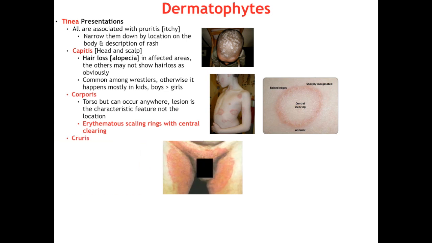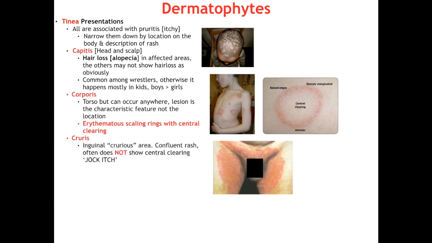Next up is tinea cruris, which I used to think was named for the cruris area, aka the inguinal area, colloquially termed jock itch. Now you can distinguish this from corporis in that this rash does not show central clearing. It's a confluent rash that actually mimics candidal intertrigo, so candida should be on your list of differentials. However, which we will go over after, that typically only occurs within the folds of the skin.